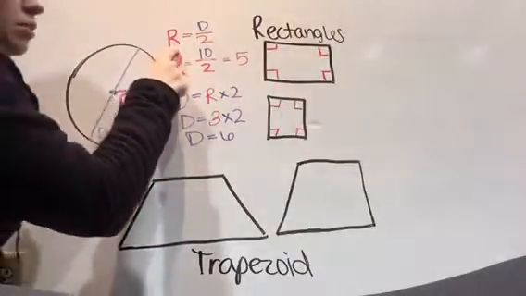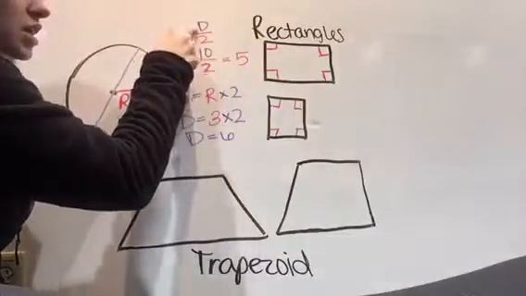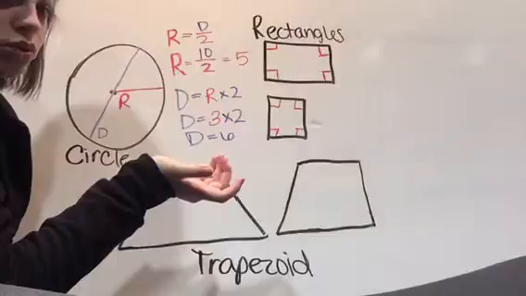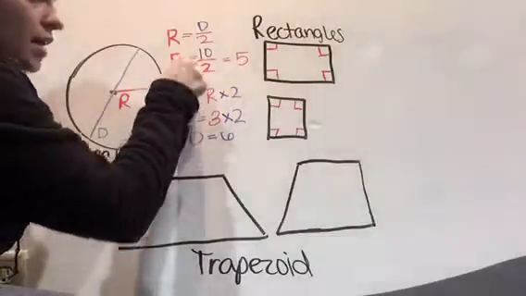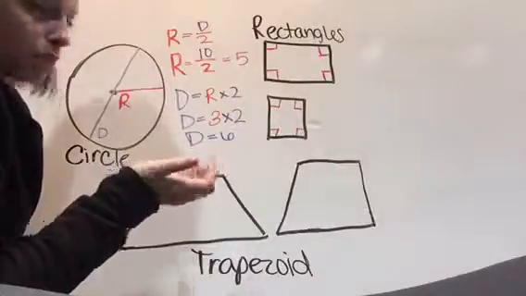If you are given the diameter and want to find the radius, you're going to plug the diameter in for D into this equation. Let's say in this case the diameter equals 10. You're going to have 10 divided by 2, which equals 5. So the radius of the circle would be 5.